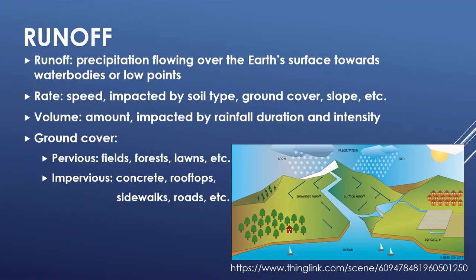One factor of runoff is ground cover. Ground cover is described as either pervious or impervious. Pervious surfaces such as fields, forests, and lawns allow water to infiltrate through the soil. Impervious surfaces like concrete, sidewalks, rooftops, and roads are hard surfaces that do not let water infiltrate, causing runoff.